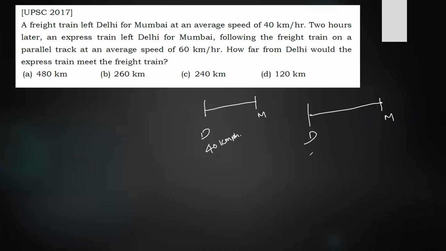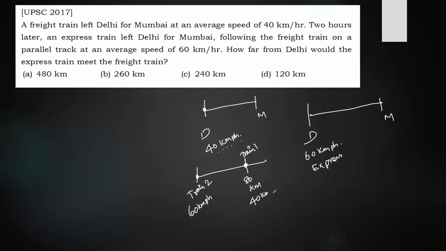Okay, here, freight train moves from Delhi to Mumbai, right? First train, the speed of 40 kilometer per hour. After 2 hours only, the second train starts. Again, Delhi to Mumbai, but 60 kilometer per hour speed. The question is after 2 hours, express train starts. So after 2 hours, this train speed is 40 kilometer per hour, so for 1 hour, it travels 40 kilometer. Therefore, for 2 hours, definitely it reaches 80 kilometer, right?